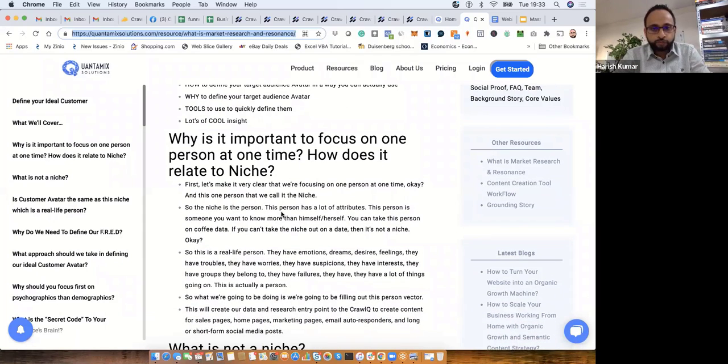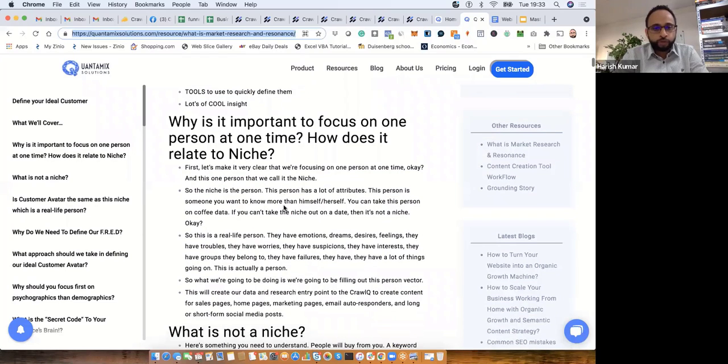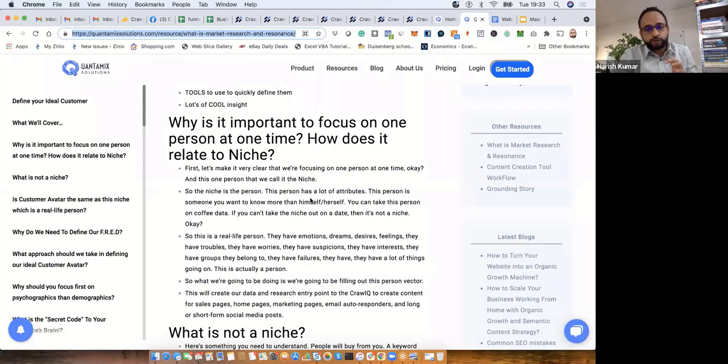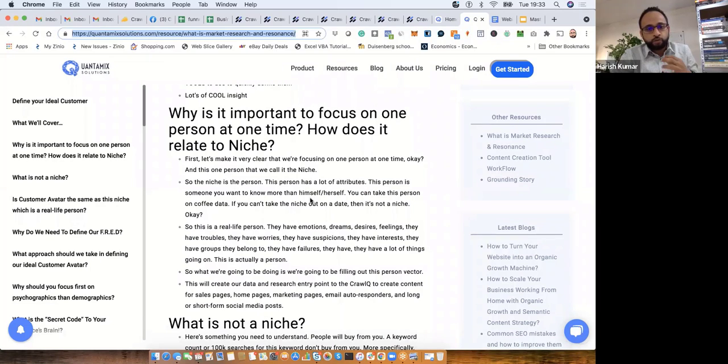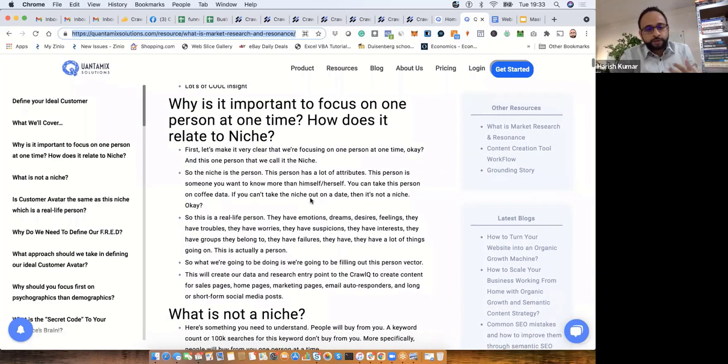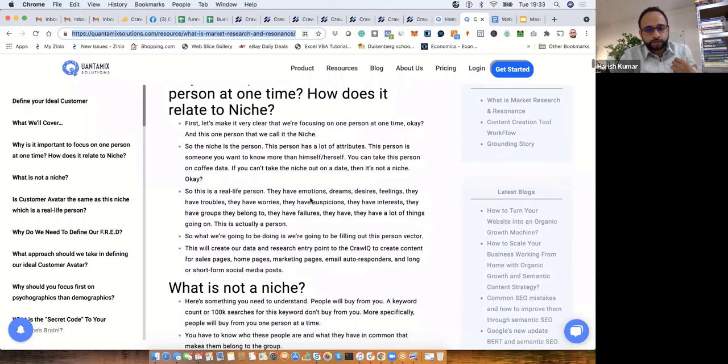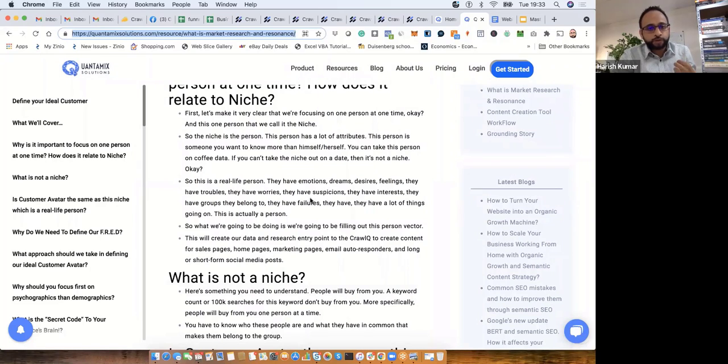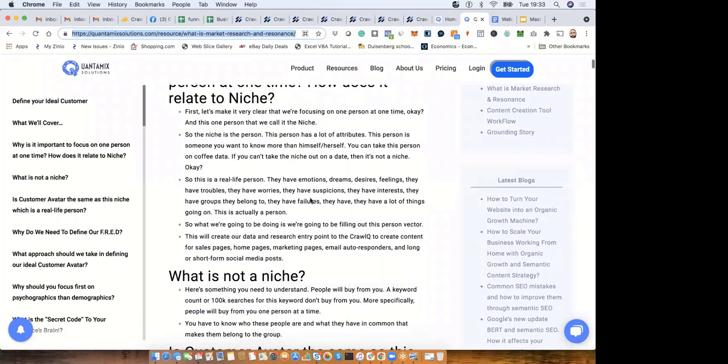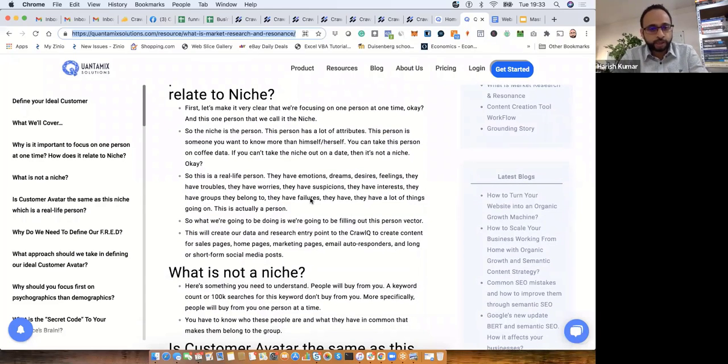It is really, really important to focus on one person at one time. Why? Because you want to know this person more than they know themselves, and you can take this person on a coffee date. This is most important, that you know this person so well, because this is a real person. Your niche is a real person. They have emotions, dreams, desires, feelings. They have troubles, worries, suspicions, interests, groups that they belong to, and failures. They have a lot of things in common. This is an actual person, be it B2B or B2C, it really doesn't matter.